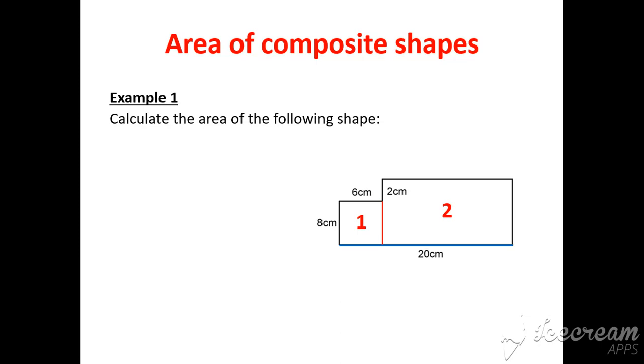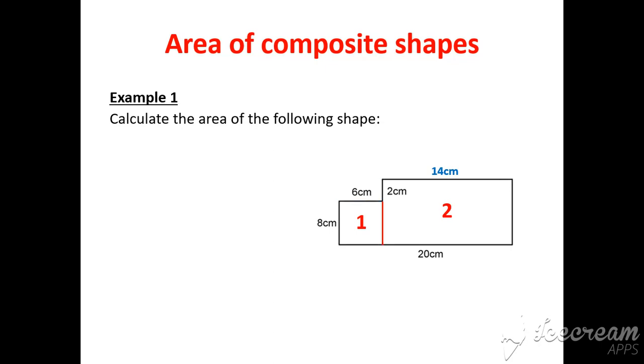So we've got a total distance across here of 20. So if the total distance up here is 20, and we've already used up 6 here, then the rest over here must be 14, because 14 plus 6 is 20. So I've worked out that extra bit up the top there is 14 centimeters, which I didn't know beforehand.